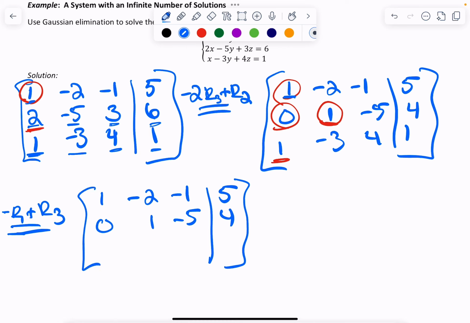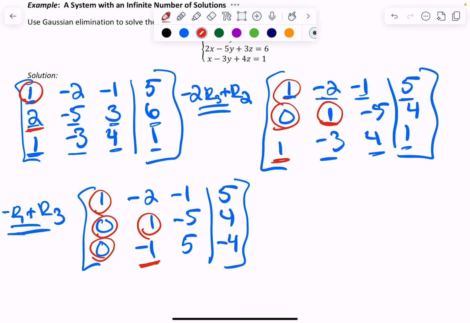So negative 1 times 1 plus 1 is a 0. Negative negative 2, so positive 2 minus 3 is a negative 1. Negative 1, negative negative 1, so two negatives make it positive, so it's a plus 1. Plus 4 is a 5. And then negative 5 plus 1 is a negative 4. Okay, we have a 1, 0, 0, and we have a 1. We need this to become a 0. So again, it needs to become a 0. Row 3.